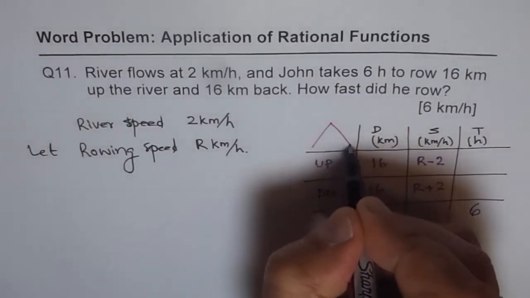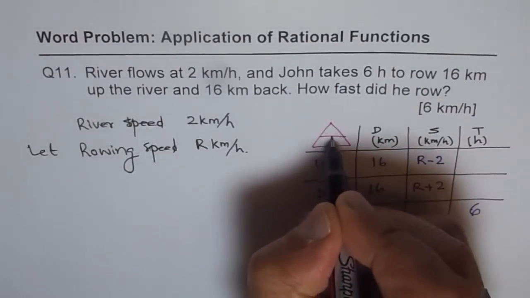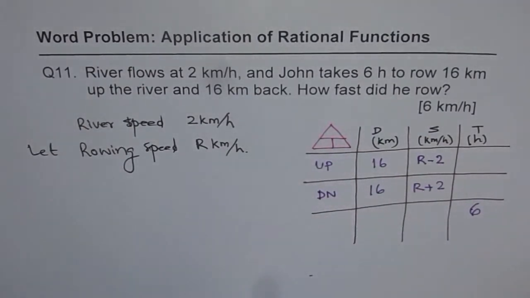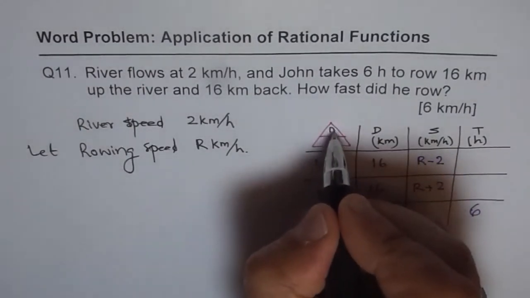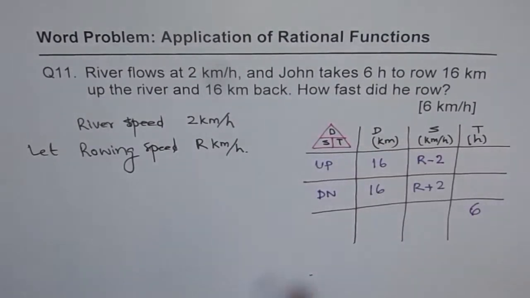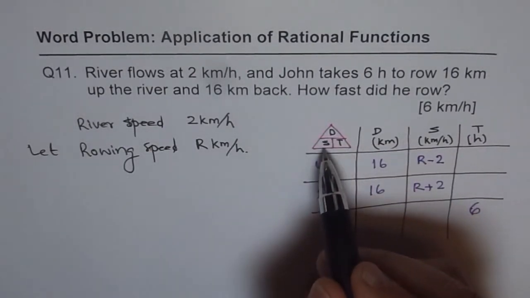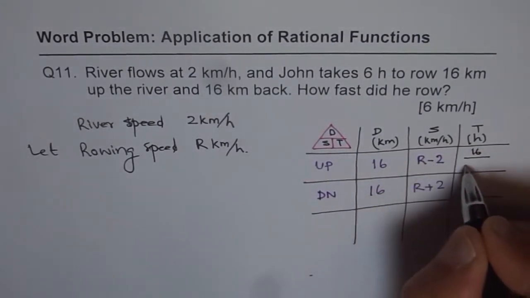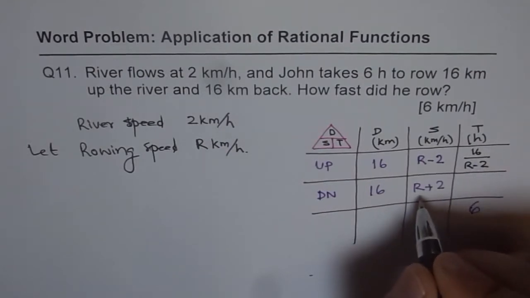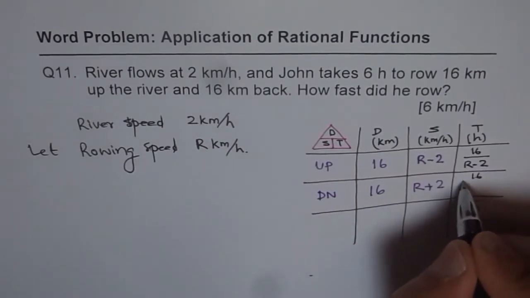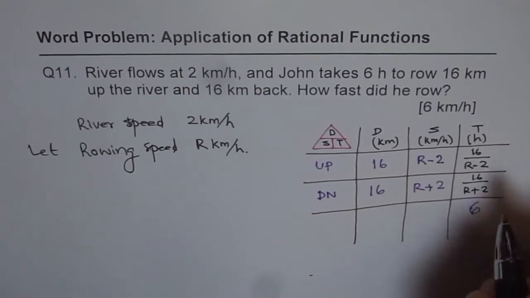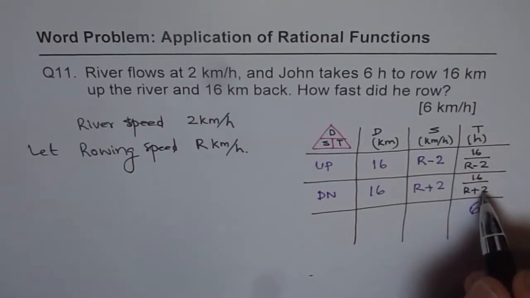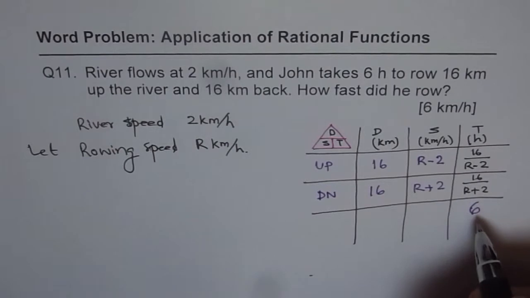So let's make the distance, speed, and time triangle. I know it's trivial, like you've been doing it forever, but still no harm. From here, time is distance divided by speed. Distance is 16, so time going up is 16 divided by r minus 2. And while going down, it has to be 16 divided by r plus 2, right? So this has to be a much smaller or shorter time than the previous one. But when you add them together, it is 6 hours. So that gives us the equation, right?